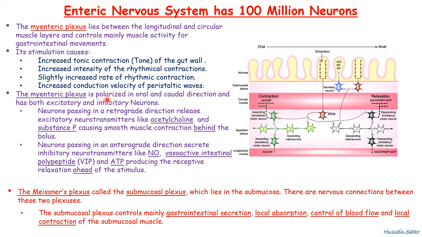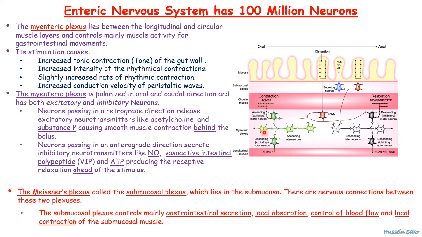The enteric nervous system and its role in the regulation of gastric function, or gastric motility and secretion. As we mentioned previously, the enteric nervous system is formed of two types of plexuses. The first one is the submucosal plexus, or the Meissner's plexus, which controls the secretions, local absorption, blood flow, and the local contraction of the submucosal muscle. The second type of plexus is the myenteric plexus, located between the inner circular and outer longitudinal muscle layers of the gut. It controls the motor activity of the gut.